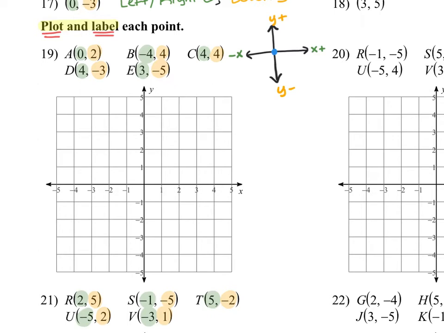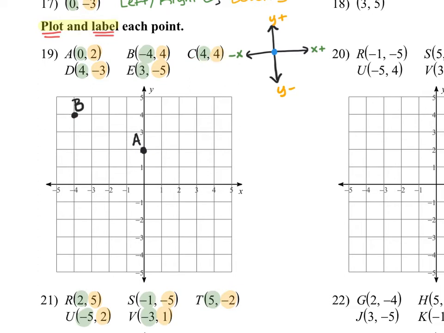So to plot A, you start at the origin. Since the x value is 0, you don't move left or right any. Since the y value is positive 2, you go up 2 and you make a point. And we label that point A. For B, (-4, 4), you start at the origin, you go to the left 4 and up 4, and you make a point. And you label that point B.